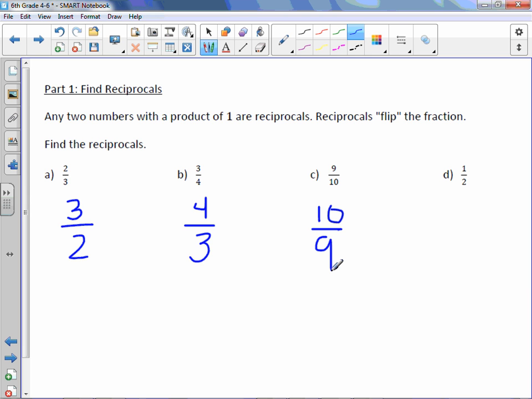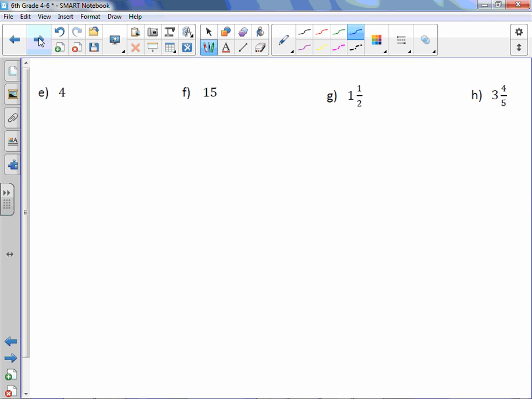Letter D, the reciprocal of 1/2 is 2 over 1 or just 2. Because remember, any number over 1 is just the number itself. It's division. 2 divided by 1 is 2. When you have a whole number, you need it in fraction form, so we're going to put it over 1, which means the reciprocal of 4 over 1 is 1/4. 15, I would again put it over 1, so the reciprocal is 1/15.